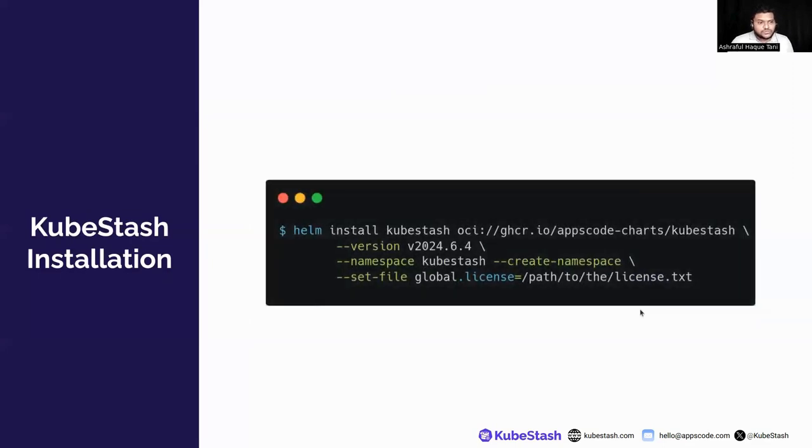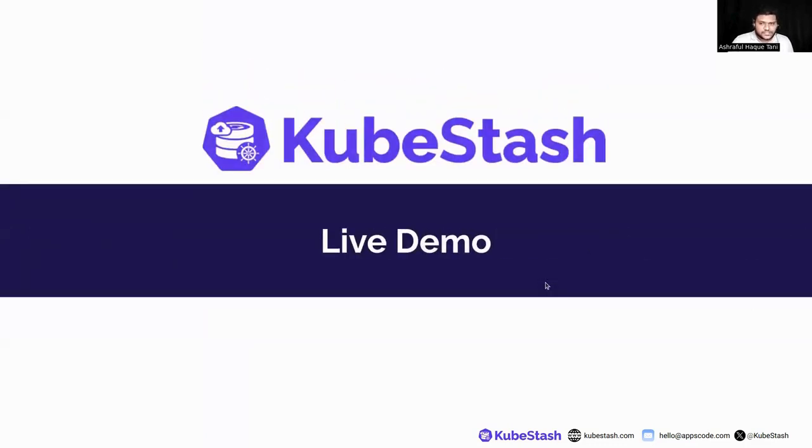Also, you will have to install KubeStash, which you can install by this helm command. So before going to the live demo, I just want to describe the YAML that I am going to apply.